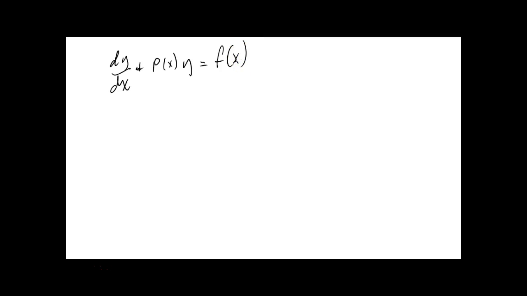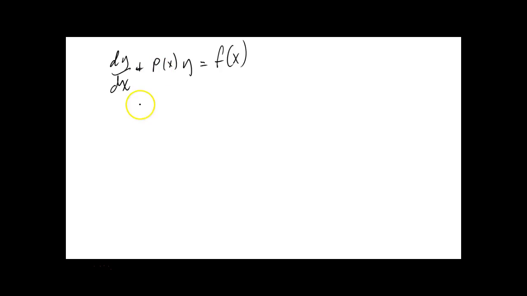Whatever form it's given that you can't separate. If you can separate it, fine. But if you can't, then write it in this form. Whatever your coefficient is of dy dx, divide by it. Make that just dy dx. So come up with that. There's your first step.